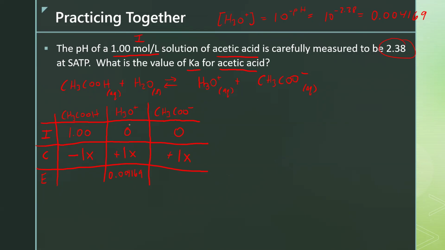Now notice we have a vertical column finished. When you have a vertical column finished on an ICE chart, that's kind of the holy grail of the whole thing. You now have a formula that you can work with. The formula is always the initial, then your change, then your equilibrium.